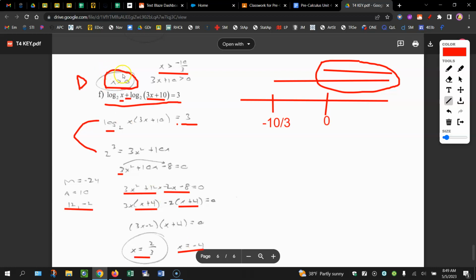The domain is all numbers greater than 0. 2/3 is greater than 0. That's good. Negative 4 is not greater than 0. So that's extraneous. That's not going to be a solution. Your only solution here is going to be 2/3.